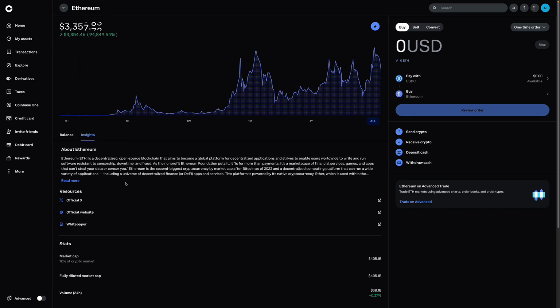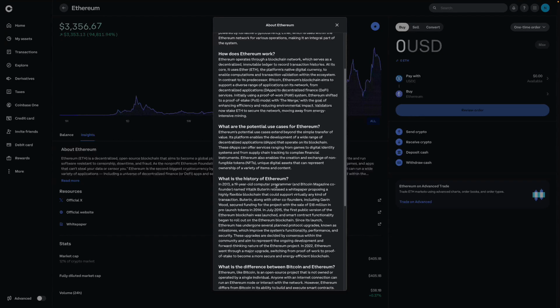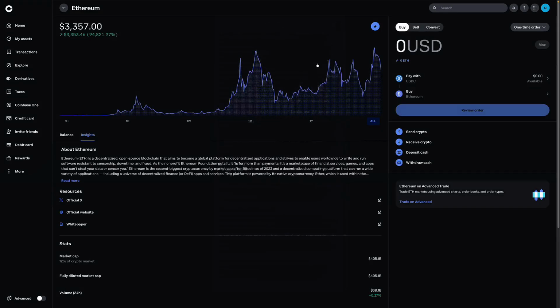And of course, if we want to know more about it, we can go into read more, and this actually breaks down exactly how does Ethereum work. What are the potential use cases for Ethereum? What is the history of Ethereum? So they really tried to educate you, the platform Coinbase, on what these actually are used for, and I love that so much. Let's actually do that with a couple other cryptos that I am unsure with.